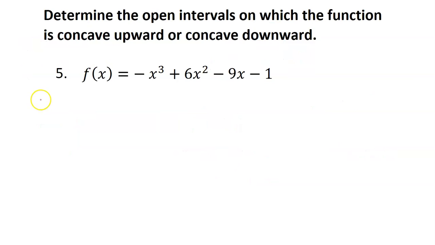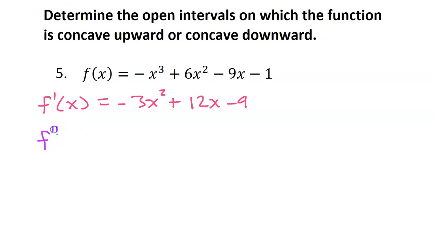Switching gears a little for this next one, we are now being asked to determine the intervals on which the function will be concave up or concave down. For that, we will need the second derivative. But of course, to get the second derivative, first you have to get the first derivative. So this is going to be pretty simple with the power rule. The 3 comes down to the front. It's 3x squared. 2 times 6 is 12. And then minus 9. So there's the first derivative.